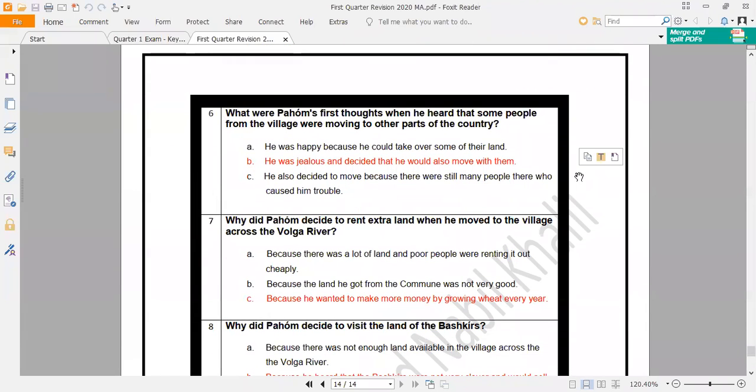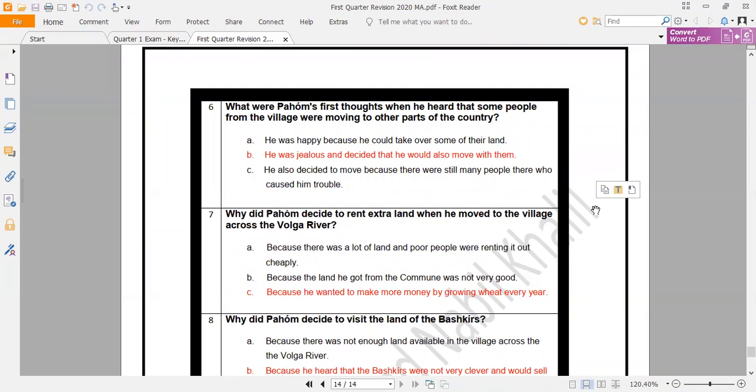Number six, what were Pahom's first thoughts when he heard that some people from the village were moving to other parts of the country? When he knew that some people were moving to other places that may be better than his own home country, he was jealous. He was jealous and decided that he would also move with them. We know that Pahom is driven by jealousy and greed. He's not content with what he owns.